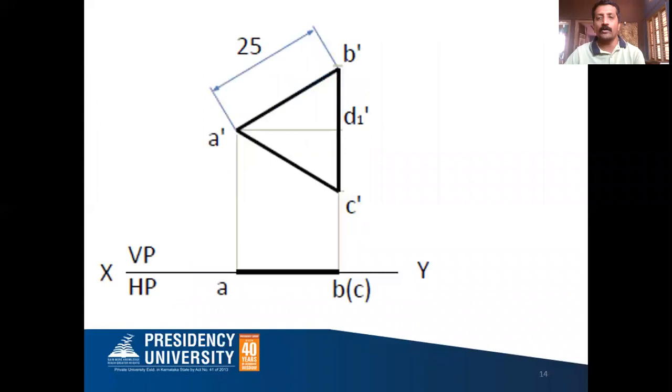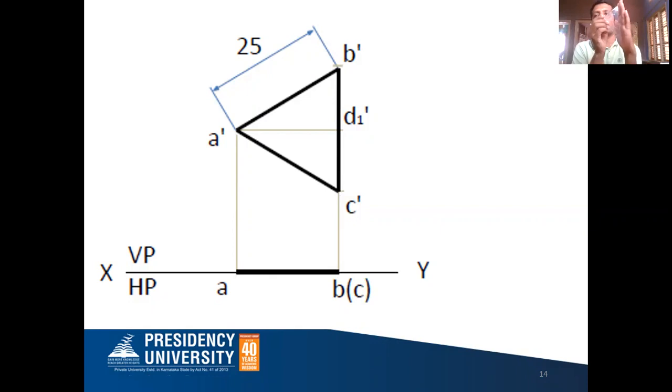Now how to draw the top view? You draw the vertical projector from all the points till it meets the XY line. Here also you are looking from the top side. A point you can see, B point you can see, you cannot see the C point. That's why A and B I can write without the bracket. C I cannot see, that's why we should write it within the bracket. Next you join this. So this is a triangular lamina.